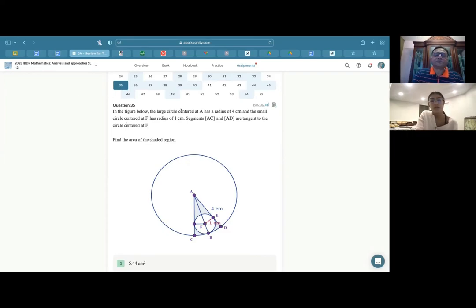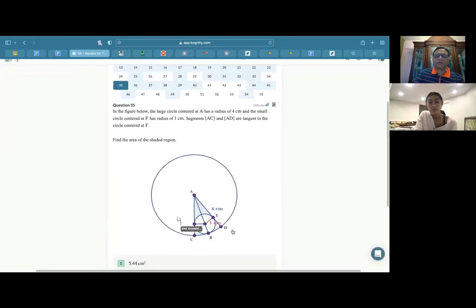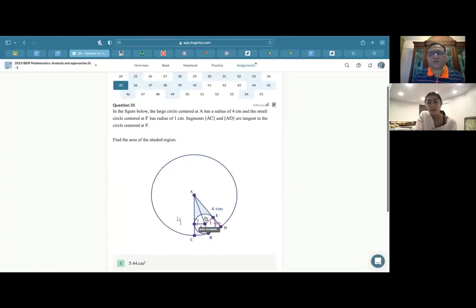In the figure below, the large circle centered at A has a radius of 4 centimeters, and the small circle centered at F has a radius of 1 centimeter. Segments AC and AD are tangents to the circle centered at F. So this is a tangent, and this is a tangent. This gives you 90 degrees, and this gives you 90 degrees. They want us to find the area of the shaded triangular region minus the circle.